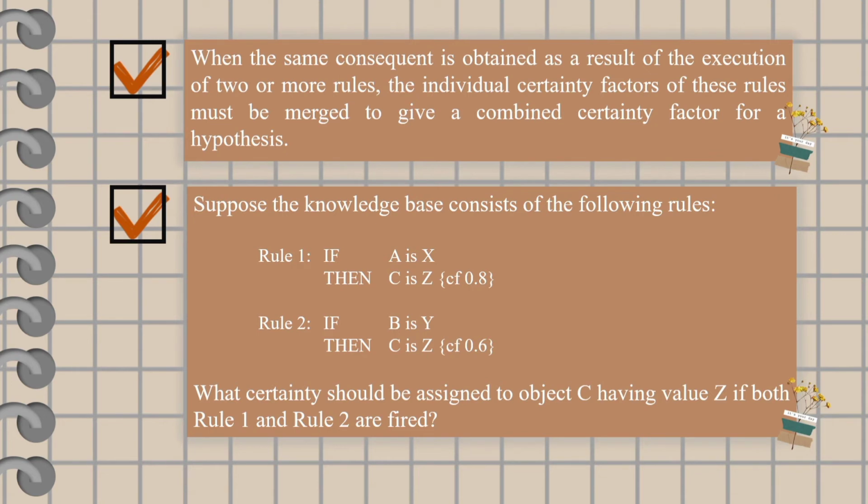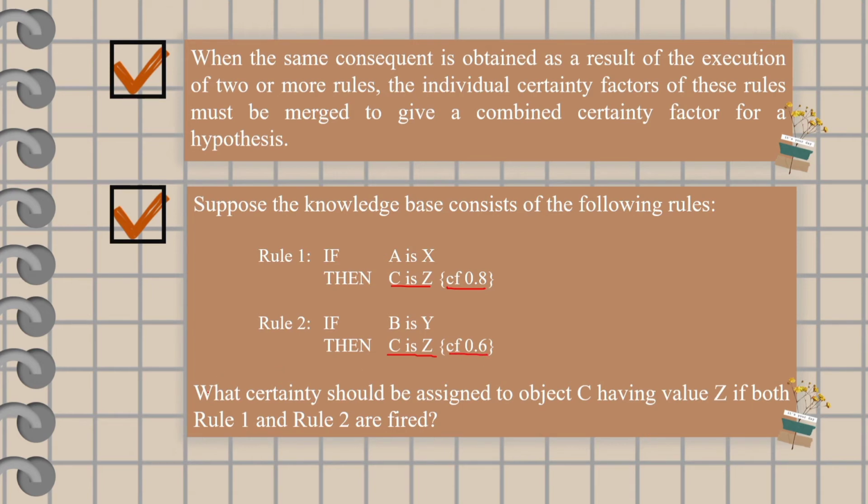Suppose the knowledge base consists of the following rules. This is an example on merging. Suppose rule 1: if A is X, then C is Z, and rule 2: if B is Y, then C is Z. The CF in rule 2 is 0.6 and in rule 1 the CF is 0.8. Take note that our hypothesis here is the same, so we are going to merge. And also take note that our certainty factor value here is different.